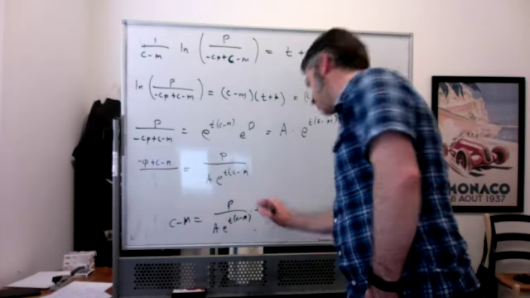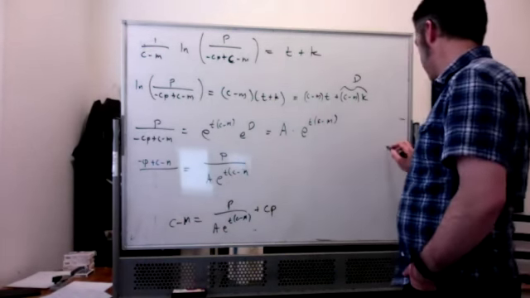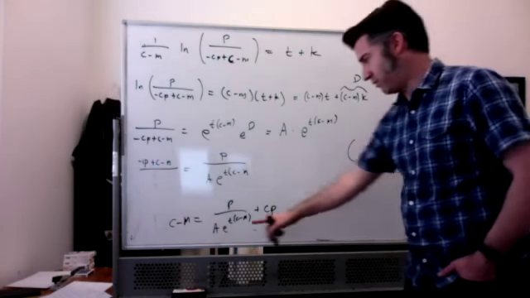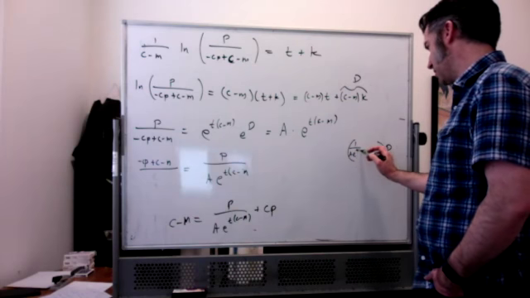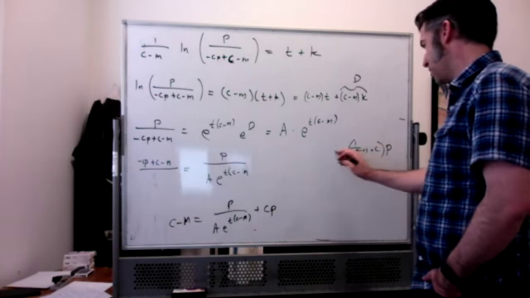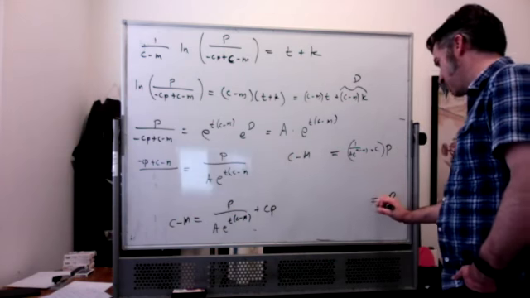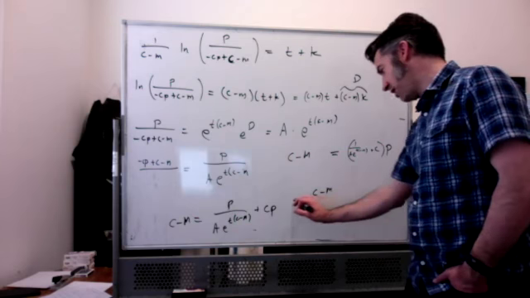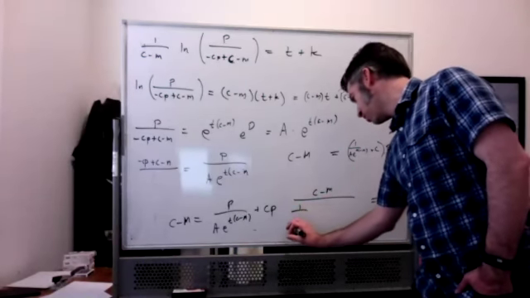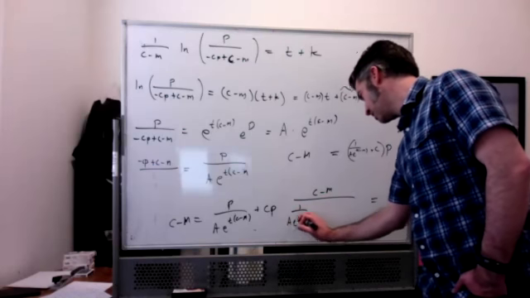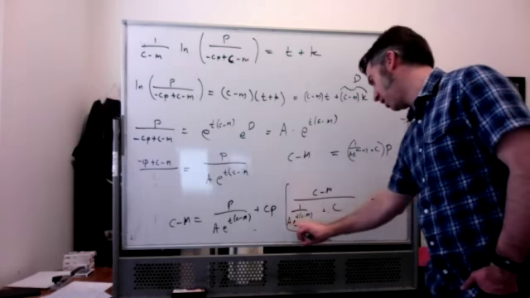plus CP. Finally, factor out a P. You're left with 1 over A e to the T times C minus M plus C equal to C minus M. And then finally, P is equal to C minus M divided by this hot trash, 1 over A e to the T times C minus M plus C. Good God, that's insane.